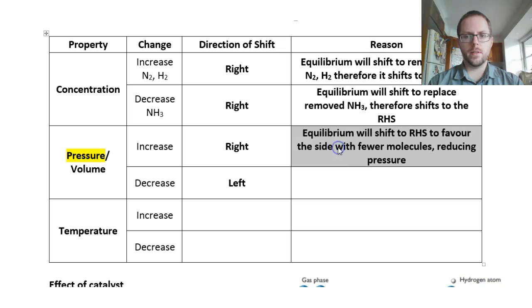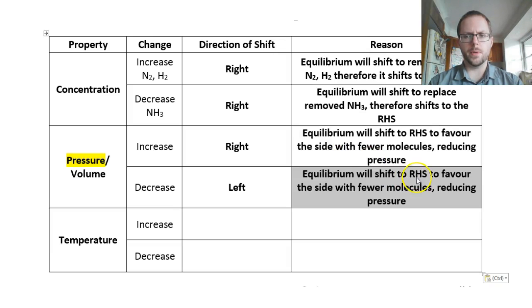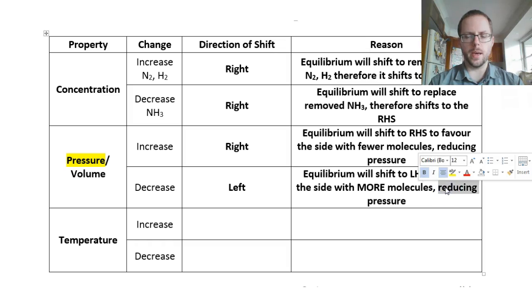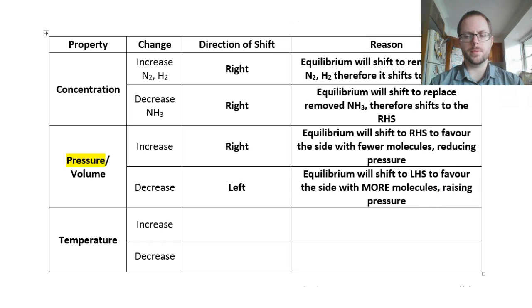It will shift to the left-hand side to favour the side with more molecules, which would be raising the pressure. It would help to provide more gas particles into the system by shifting back to the left, which is going to decrease the yield of ammonia.